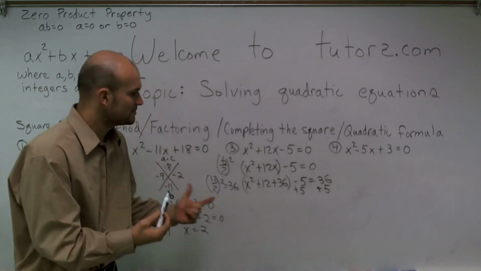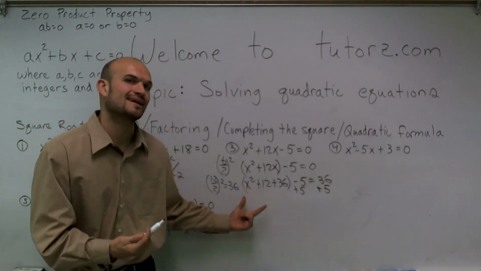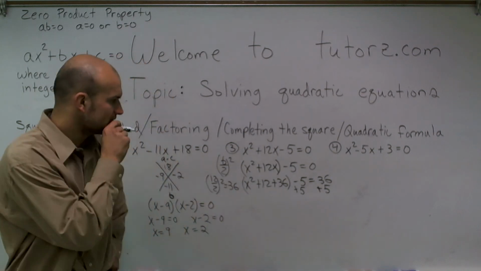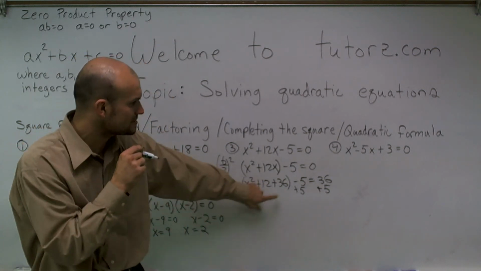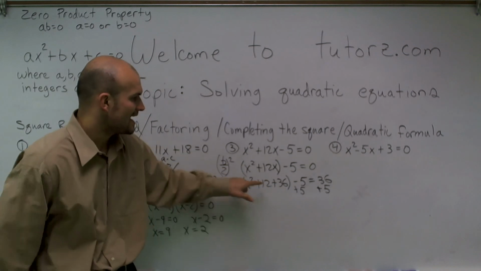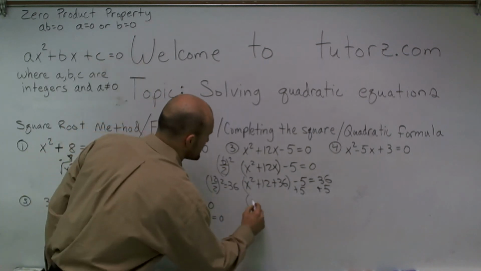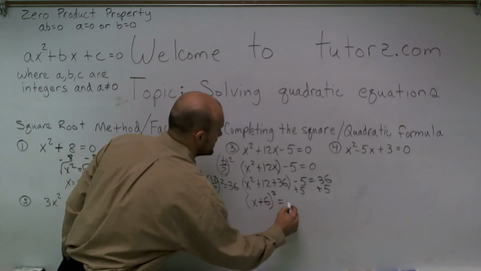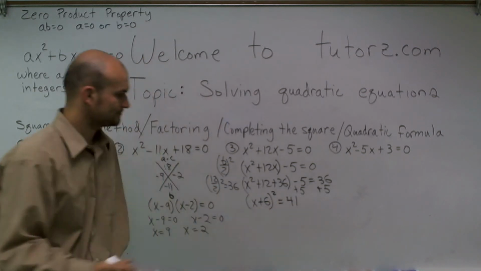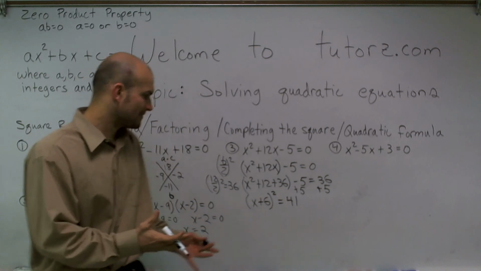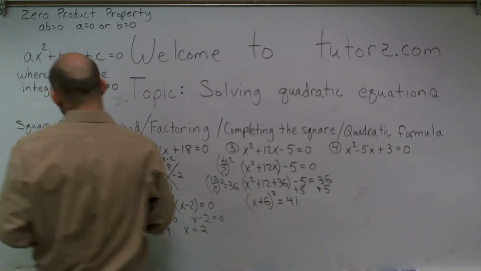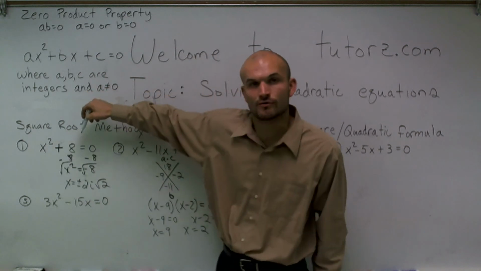Now I have another trinomial, but like I said, it's a perfect square. So how can I rewrite this? What two numbers multiply to give me 36 and add to give me 12? We can say x plus 6 squared equals 41. What's so helpful about this is that it allows us to solve this very similarly to the square root method.